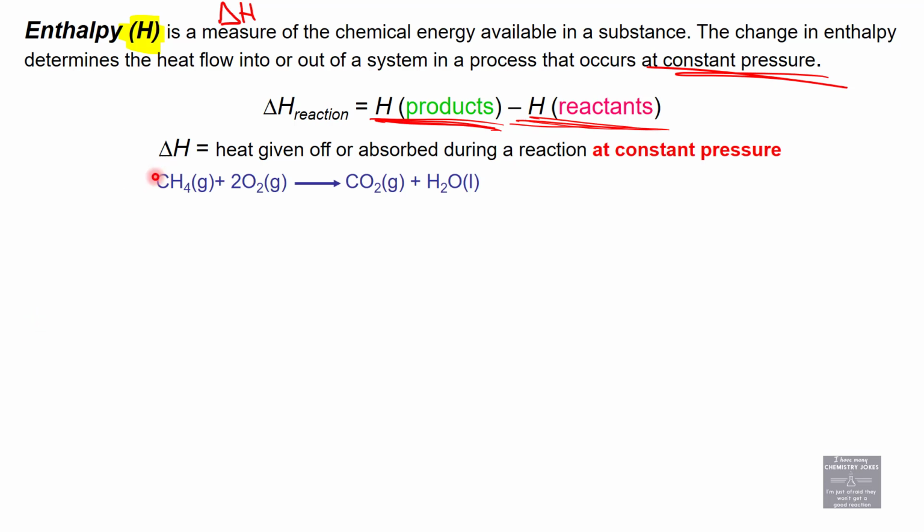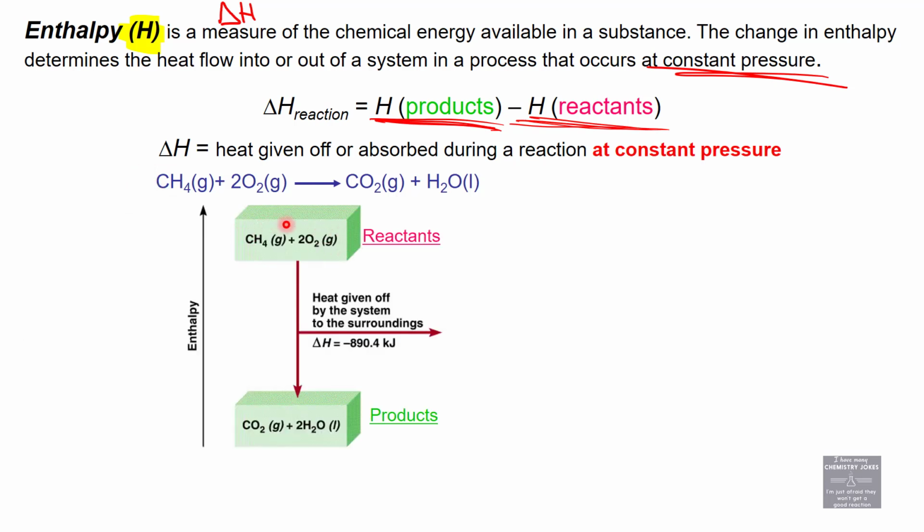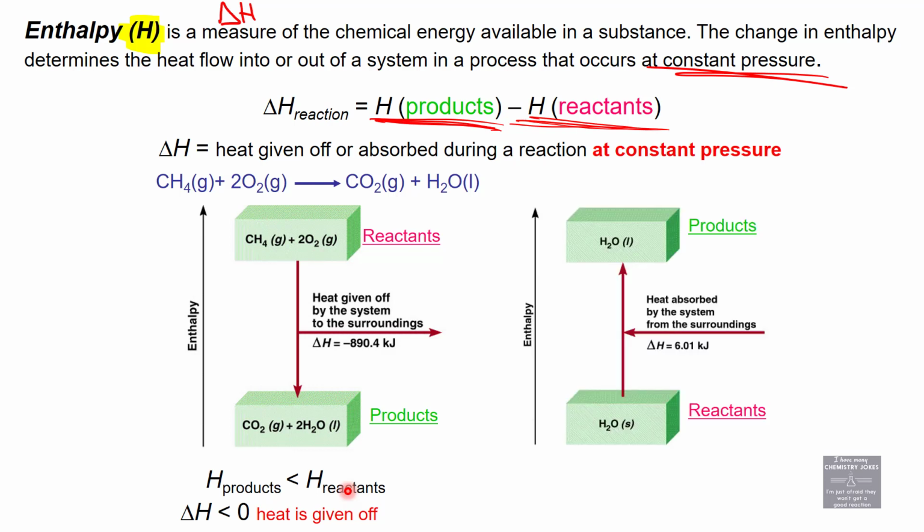Here's a reaction. CH4 plus O2 yields CO2 plus H2O. It's a combustion reaction, actually. Here's the reactant enthalpy. Here's the product enthalpy. In order for you to go from a higher shelf to a lower shelf, energy must exit the system. This is an exothermic reaction because the enthalpy of the products is on a lower shelf than the enthalpy of the reactants. Heat is given off. It's exothermic. Delta H is negative.